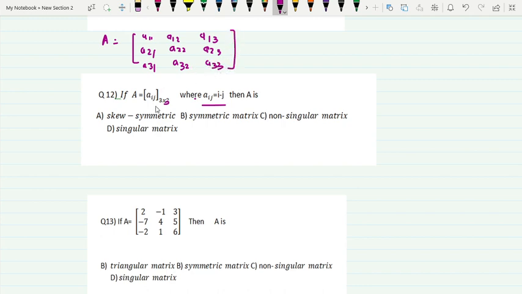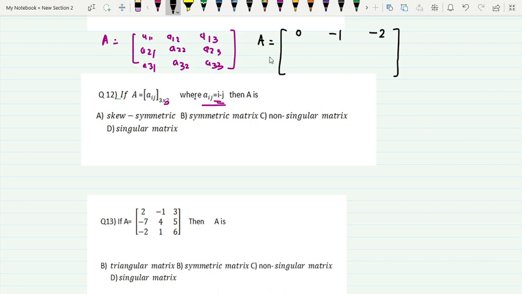Look at this matrix. Here i minus j is the formula. So therefore A is equal to what? Here what will be this Aij? It is i minus j. So i is 1, j is also 1, this gives us 0. i is 1 and j is 2, so it is minus 1. i is 1 and j is 3, so it is minus 2.